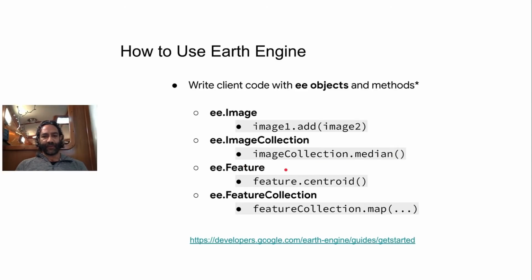ee.Feature is Earth Engine's representation of vector data. A feature contains a geometry and a set of metadata properties, and you can do things like compute the centroid of the feature. A collection of features is a feature collection, and you can do things to that collection by calling .map. Inside is a function, and you'll learn more about how to write those functions later. But that is how you do something to every element of a feature collection, or an image collection for that matter. You would map a function over it. You can learn more about that in our Get Started guide.